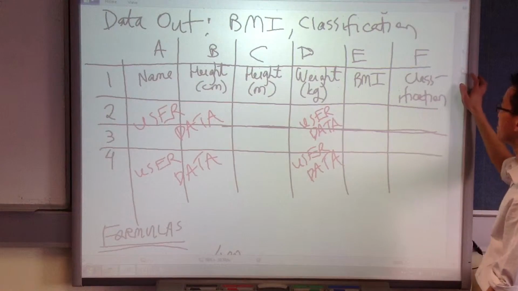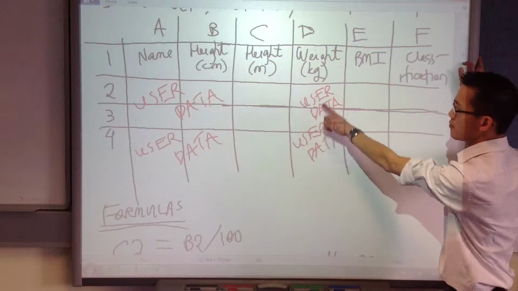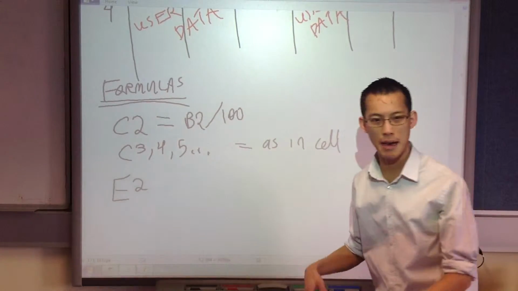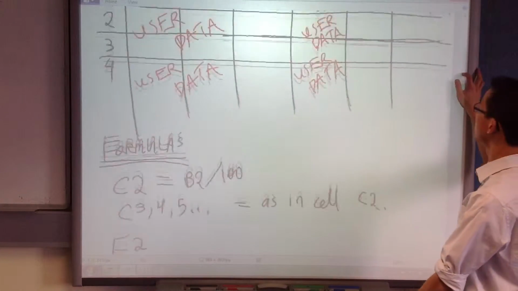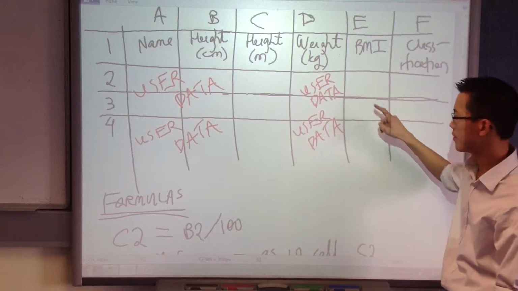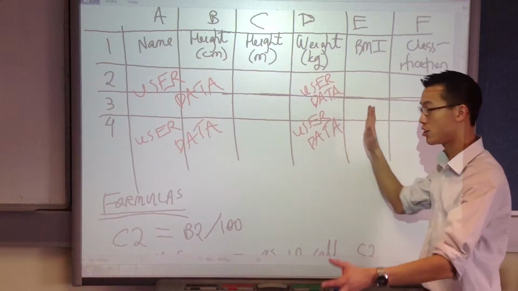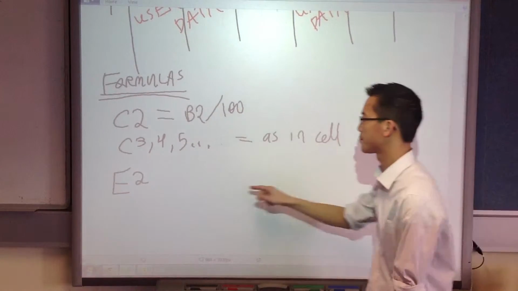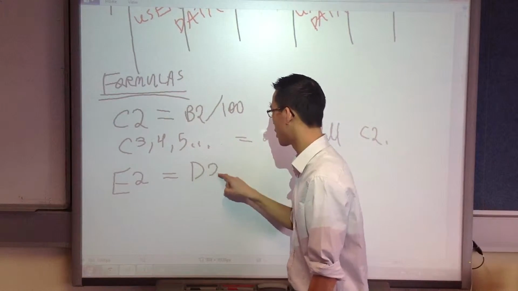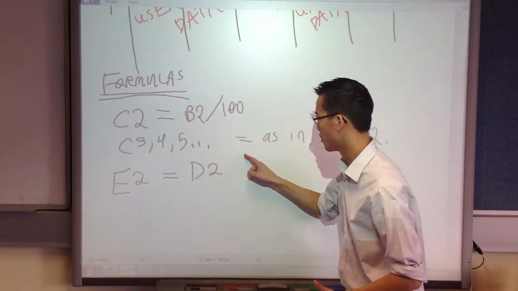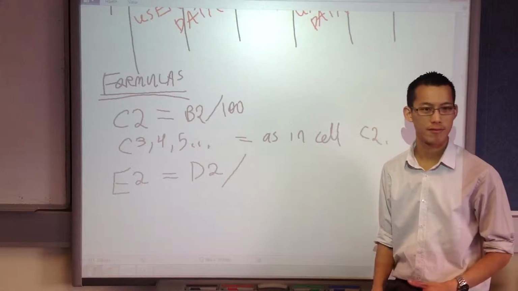So how do we do that? Well, weight is here. Okay. So I'm now looking at cell E2, which is my BMI cell. There. Okay. So I want my weight, which is 1 column over, D2. And I want to divide by the height squared, right?